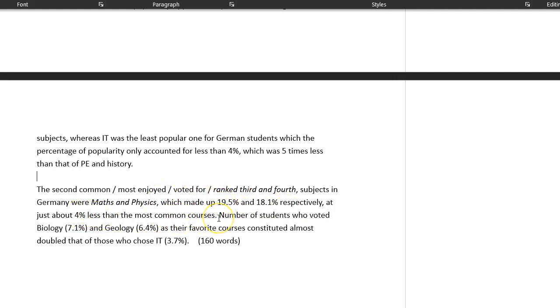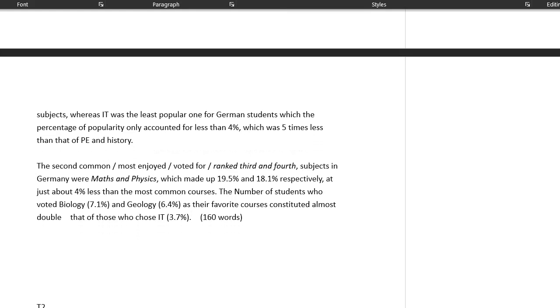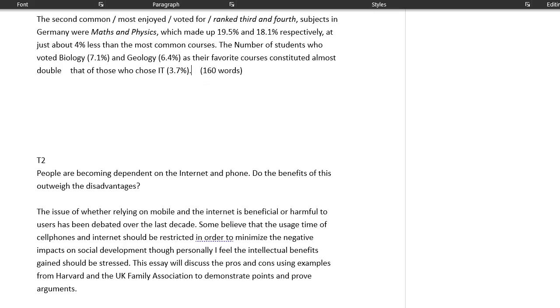"Less than", good. The number you'd have to have here: "of students who voted biology and geography, I think it is, as their favourite courses constituted almost double." It's not a verb, it's an adjective. "That of those who chose IT." Yes, excellent. Really nice structures in there. That's good, Lily. Really, really nice. Well done. So what you've done is you've grouped and you've compared. Okay, well done.